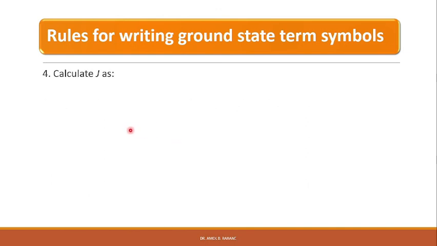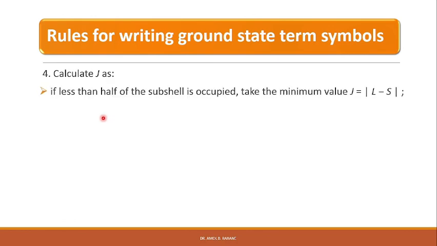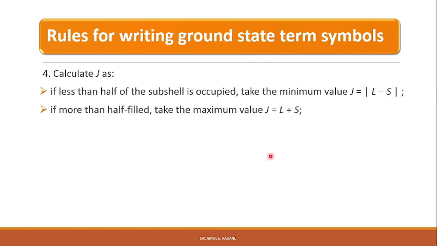The fourth rule is to calculate the J. If less than half of the subshell is occupied, take the minimum value of that calculation, that is J is equal to modulus of L minus S. If more than half filled, then take the maximum value of J, that is J is equal to L plus S, right? If the subshell is half filled, then L will be 0, so J is equal to S in that case, right? So we have three rules to calculate the J values.